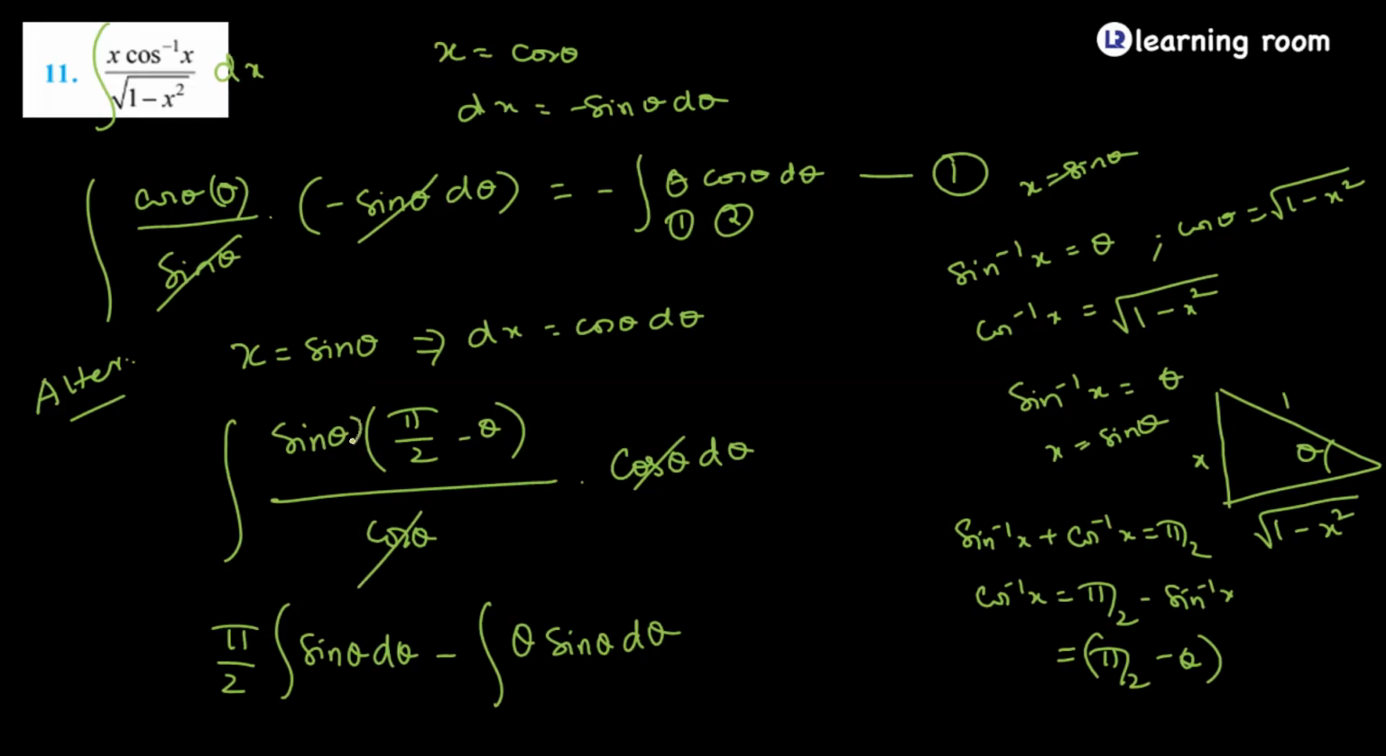Sin theta is a value. Pi by 2 minus theta is a value. It is not the same.